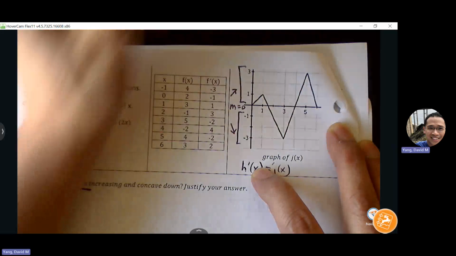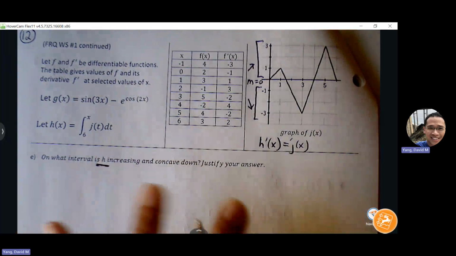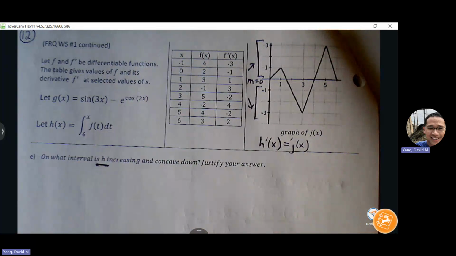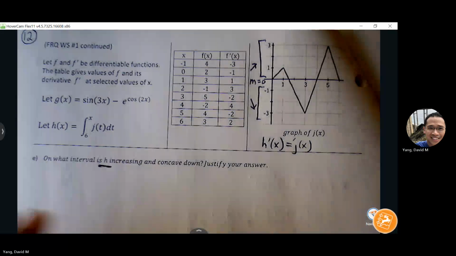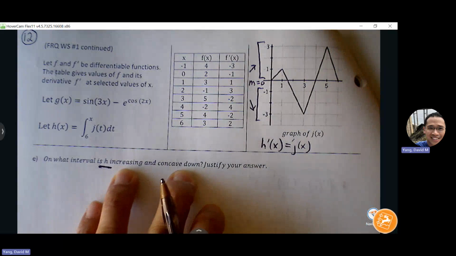Let's create our slope sine line. Let's create our concavity sine line. And once we have everything in front of us, we should be able to confirm where the H graph is showing both these behaviors.